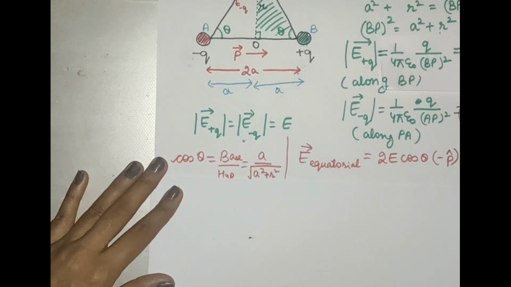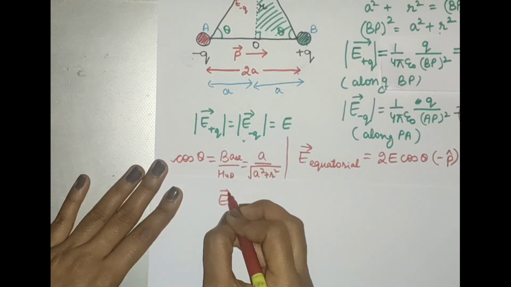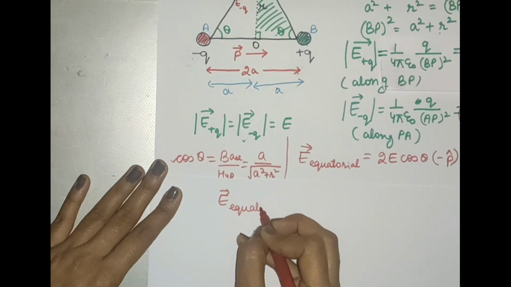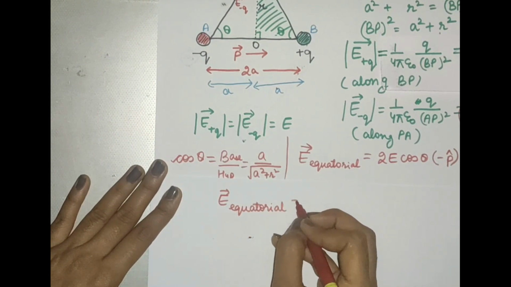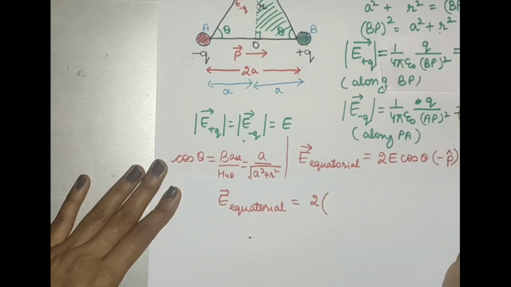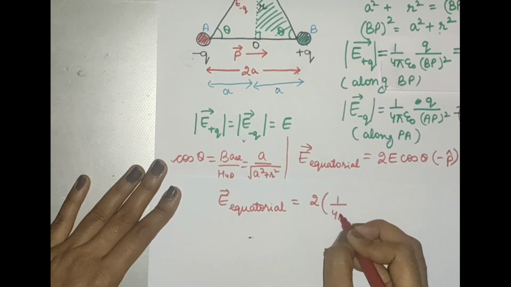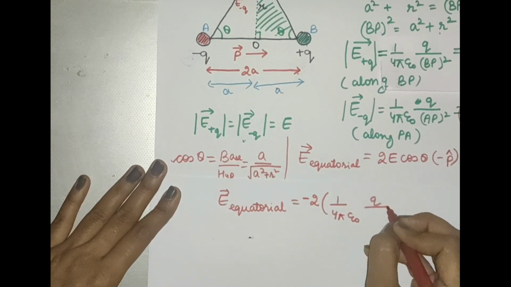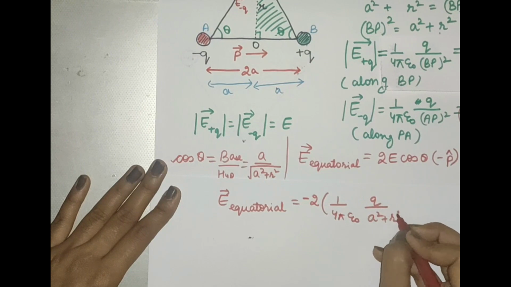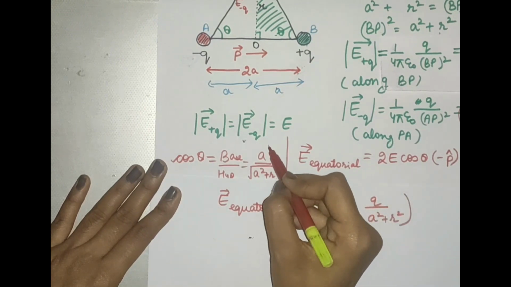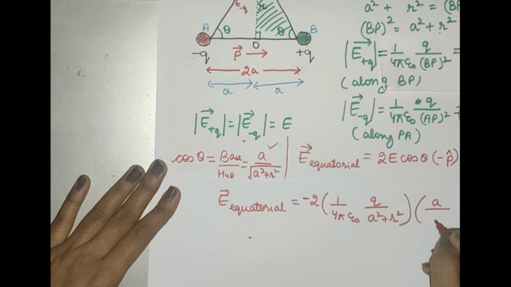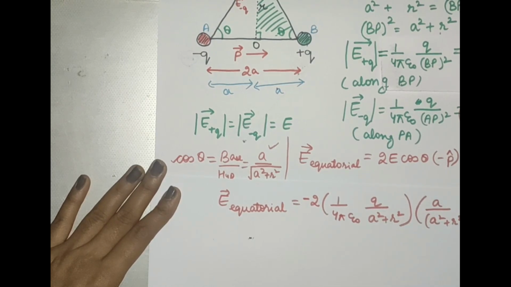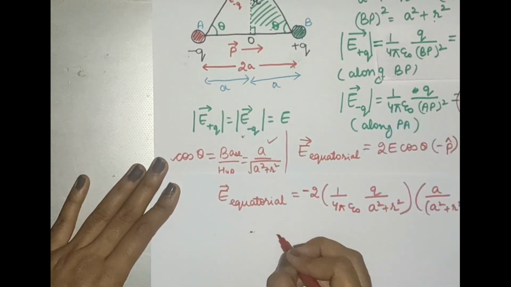So what do we get? E equatorial is equal to 2, substituting the value of E, minus 1 upon 4 pi epsilon naught Q upon A square plus R square. Then substituting the value of cos theta, A upon the square root of A square plus R square can be written as 1 by 2, and then our unit vector representing the direction. Let us try to solve it.